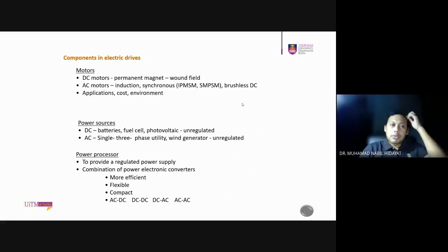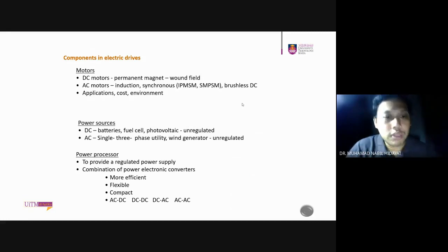To connect the motor with the power source, we use a power processor. It provides a regulated power supply to the motor, and it can be a combination of power electronics converters. Using power electronic converters is more efficient, more flexible, smaller and compact. You can convert from AC to DC, DC to DC, DC to AC, or AC to AC.